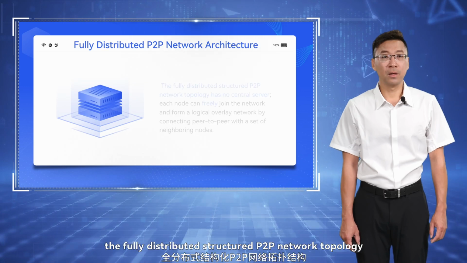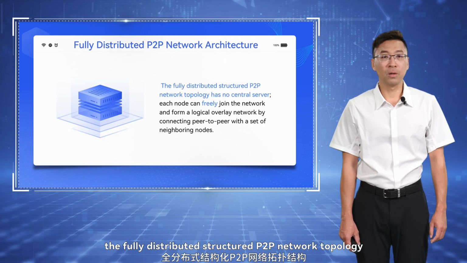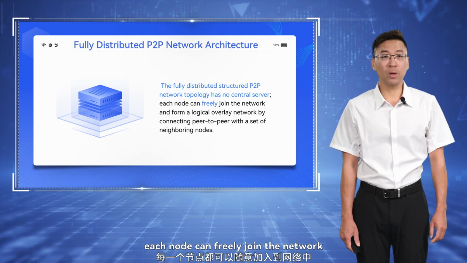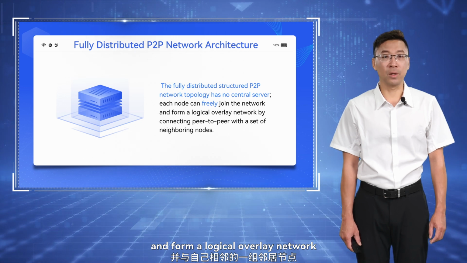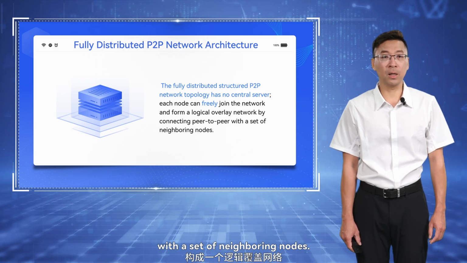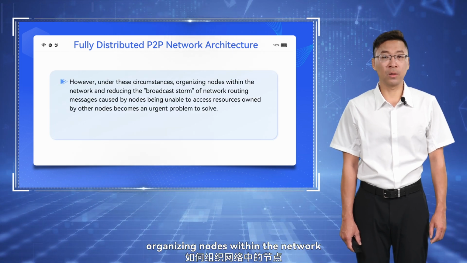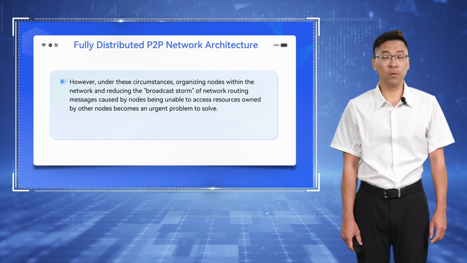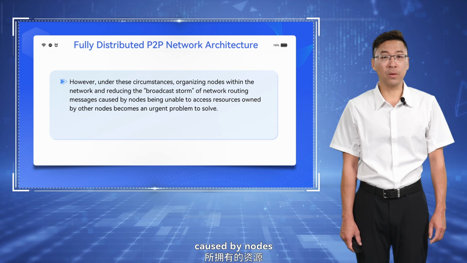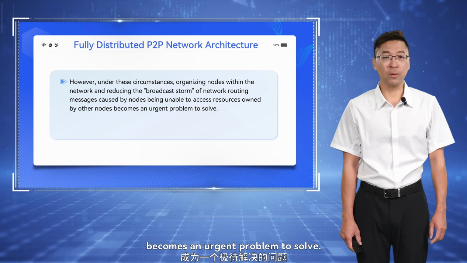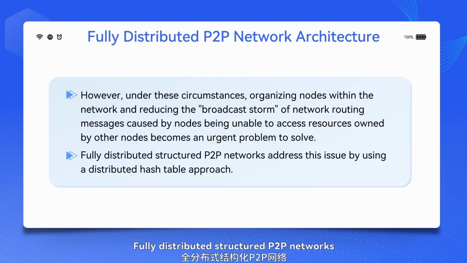In contrast, the fully distributed structured P2P network topology has no central server. Each node can freely join the network and form a logical overlay network by connecting peer-to-peer with a set of neighboring nodes. However, under these circumstances, organizing nodes within the network and reducing the broadcast storm of network routing messages caused by nodes being unable to access resources owned by other nodes becomes an urgent problem to solve. Fully distributed structured P2P networks address this issue by using a distributed hash table approach.